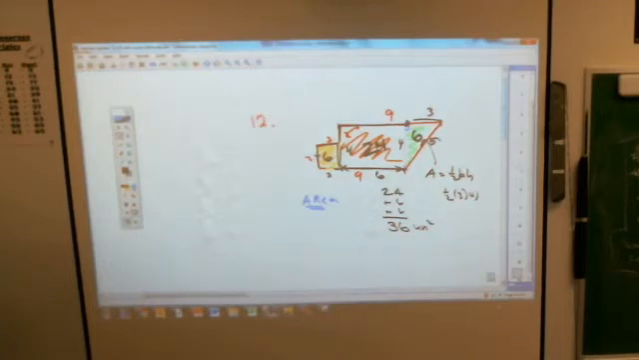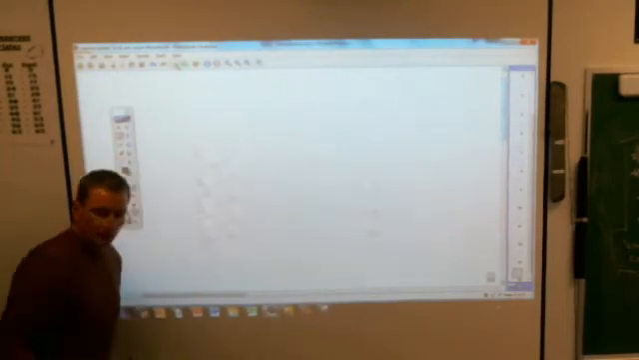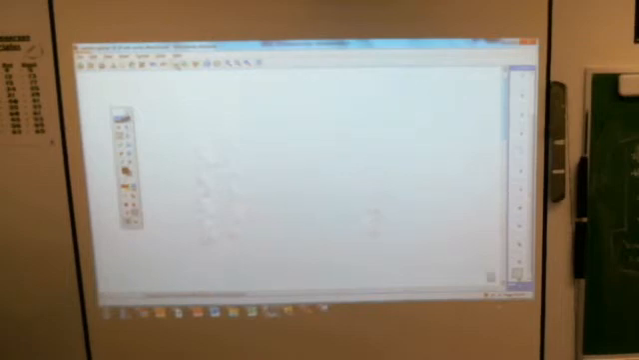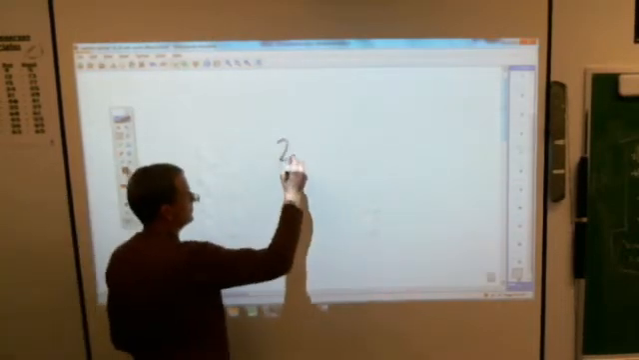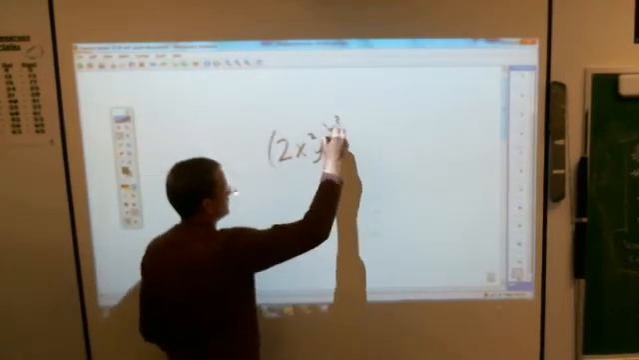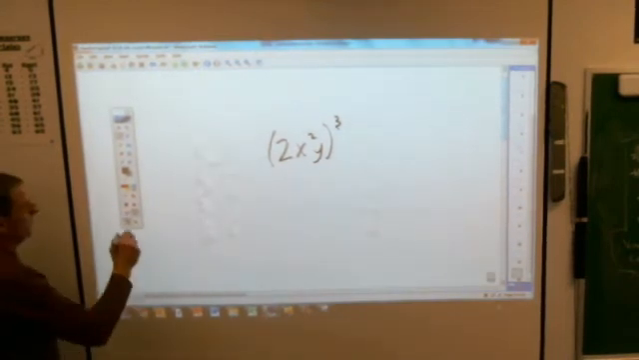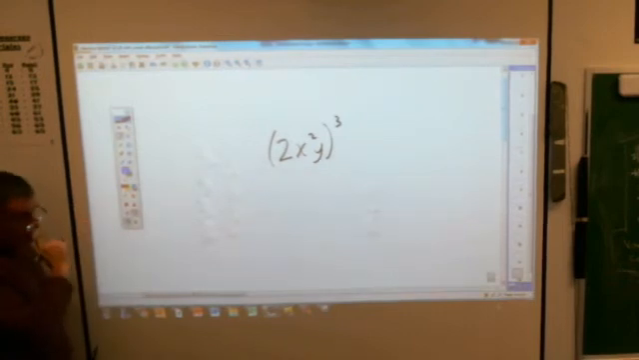Ethan Malas, are you explaining number 22? I would love to. But this isn't one for you, please people, because I see this on the quizzes and people get it wrong, and it's really not that difficult of a thing. (2x squared y cubed) cubed. Correct? Did I write that down right? Yes.